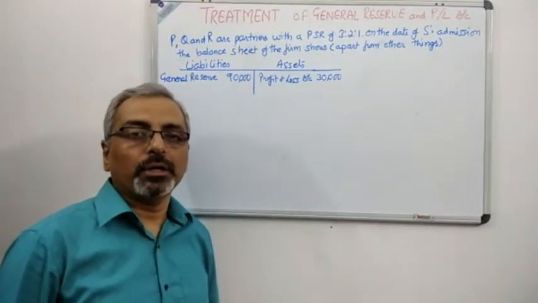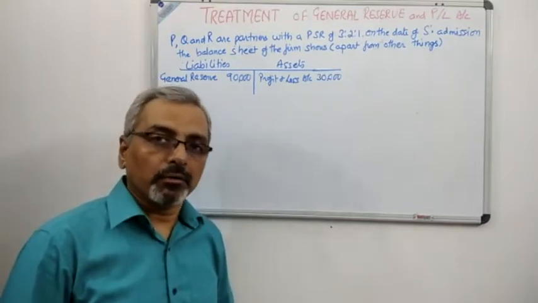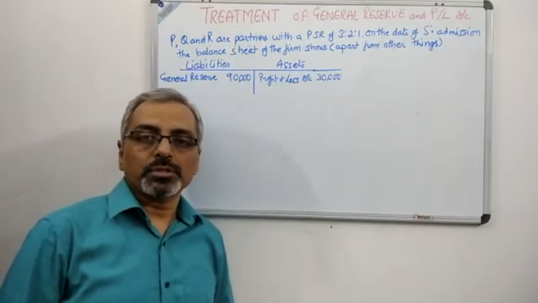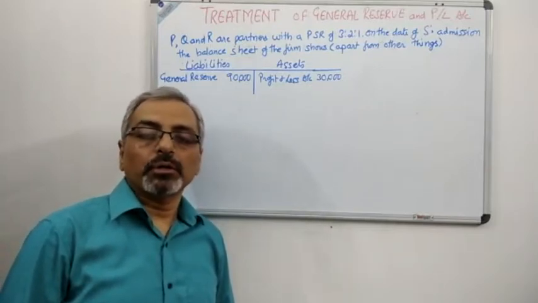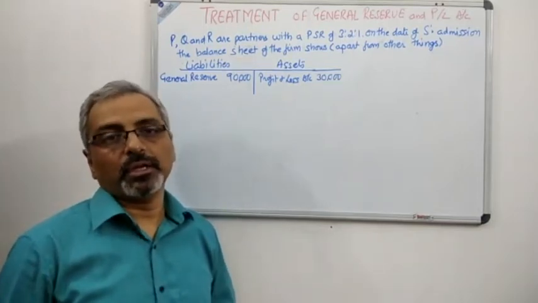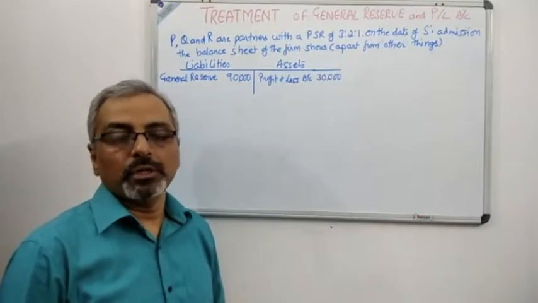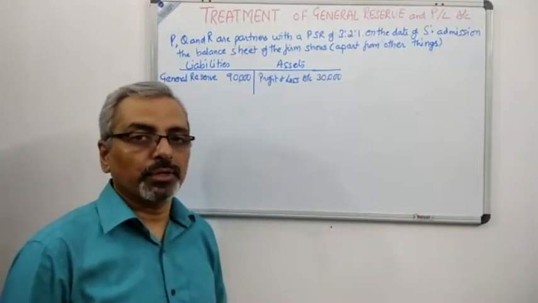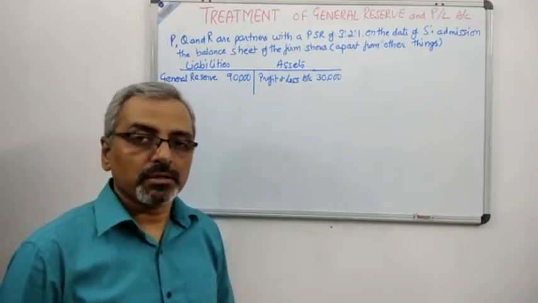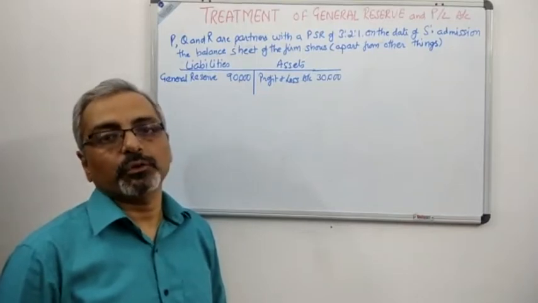You might wonder why a new profit sharing ratio is not given. It is actually not required, because we know that whatever accumulated profits or losses are there, the new partner will not get any benefit or will not be suffering any losses due to the accumulated losses. Now here we have to pass two journal entries, and the first journal entry will be for the general reserve and the second journal entry will be for the accumulated loss which is appearing in the asset side of the balance sheet.